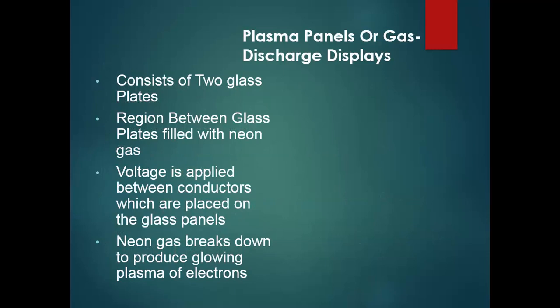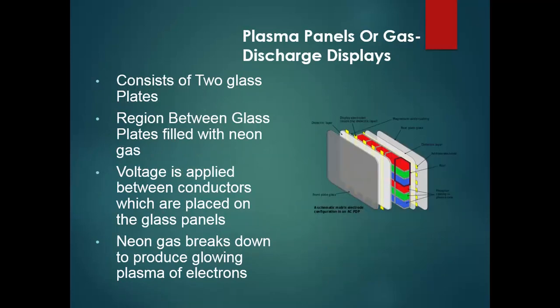Now coming to emissive display units. We have plasma panels or the gas discharge display. These display devices also contain two glass plates. These two glass plates have gas filled between them and that gas is neon gas. When voltage is applied between the conductors which are placed on the glass panels, over here the yellow ones are the conductors, the neon gas breaks down to produce glowing plasma of electrons.